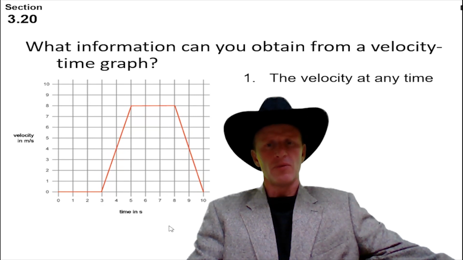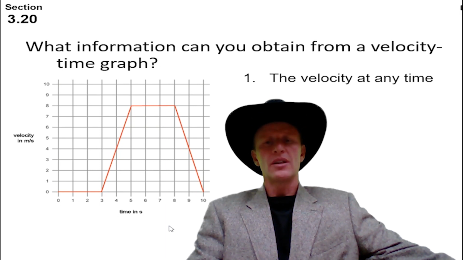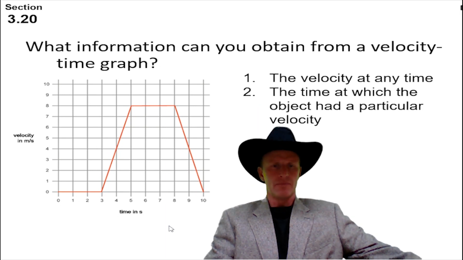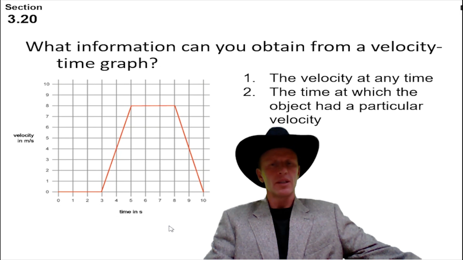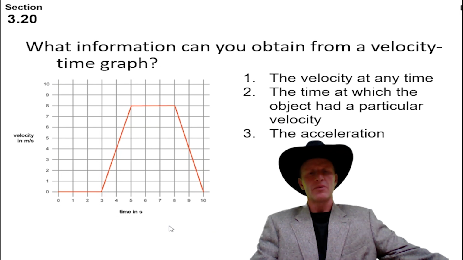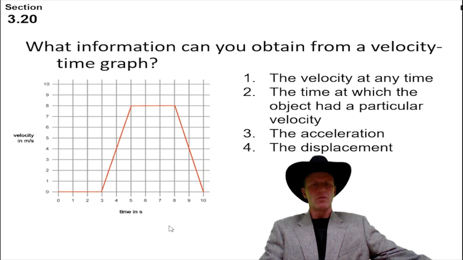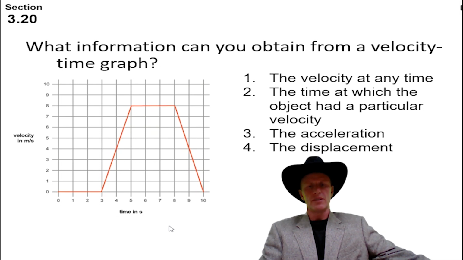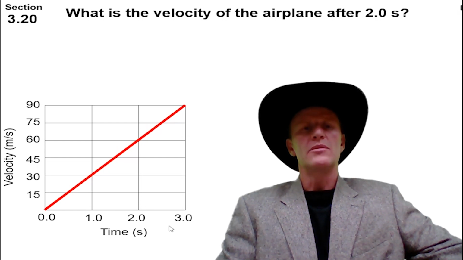So what we said before is we could get the velocity at any time. Well, we can get the time for any velocity. And we can get the acceleration by finding the slope of the line given the time interval. So that fourth item that we're talking about is the displacement. So you could be asked 4 different questions dealing with a VT graph. So let's look at those 4 items.